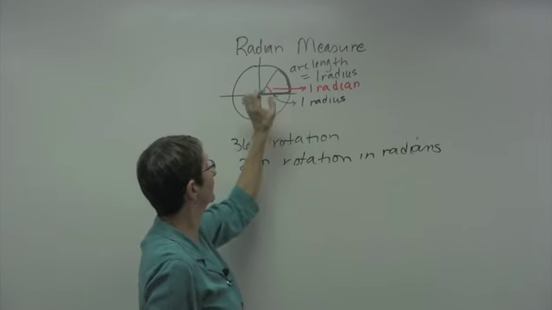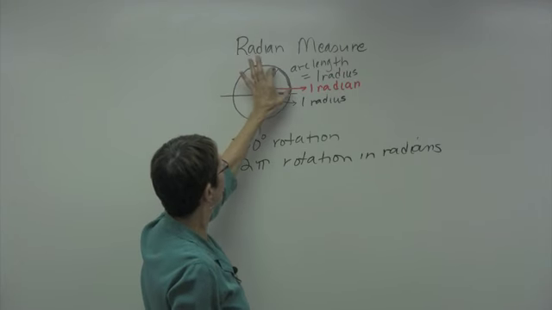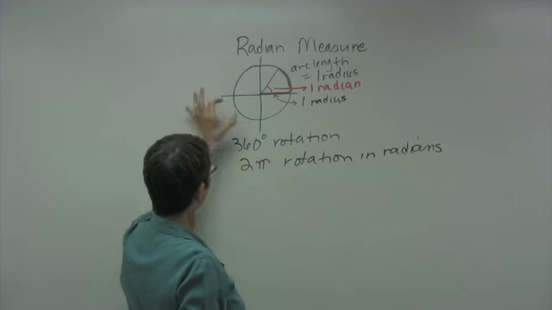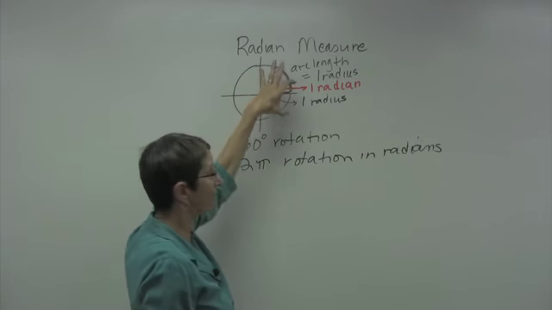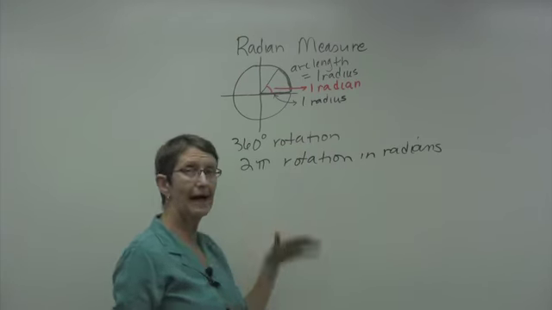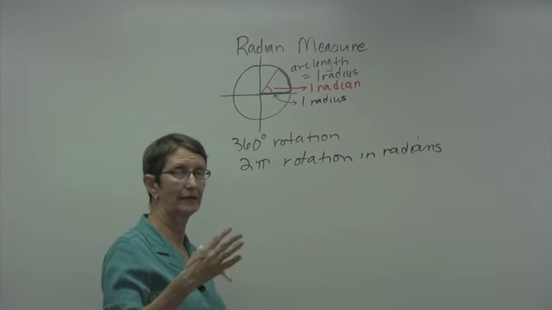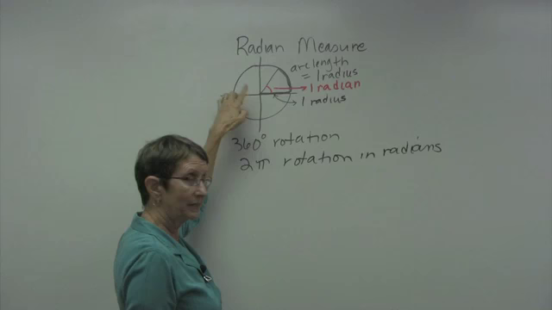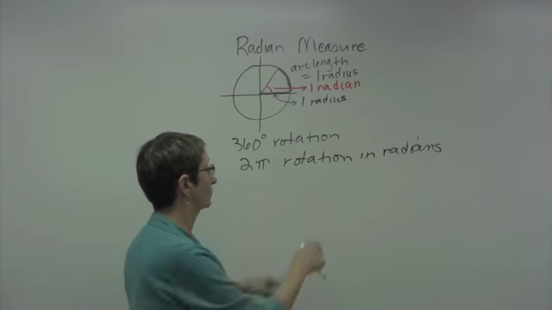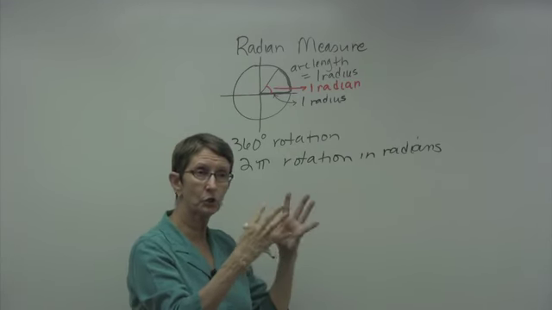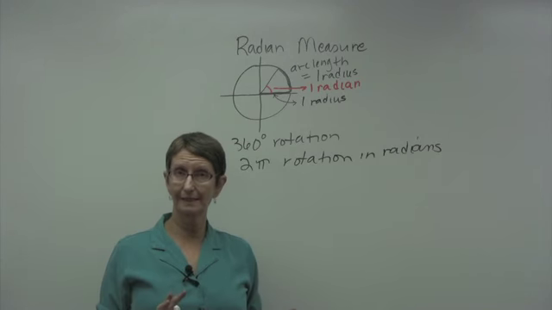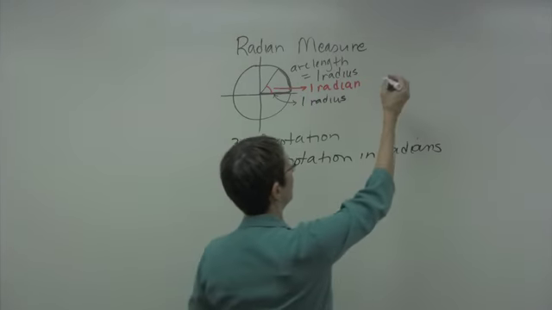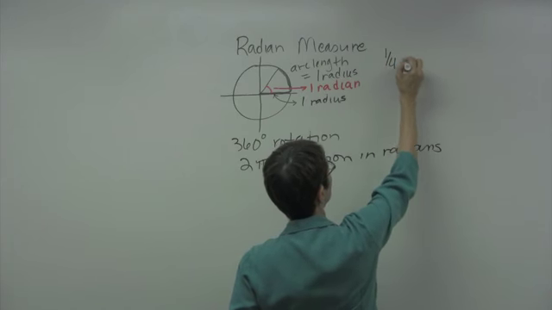If you take your radius and you lay it around the circle, 1, 2, 3, 4, 5, it's about 6. 2 times pi is about 6.283, something like that. So 360 degrees of angle is the same as 2 pi in radians, and it's 1 circle no matter what the radius is. Okay?